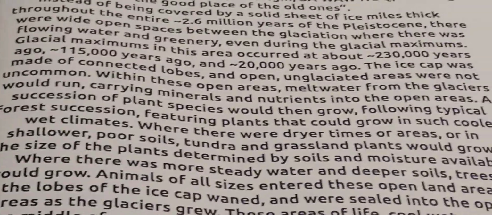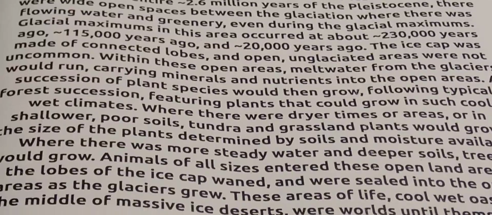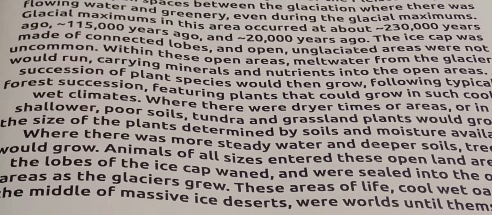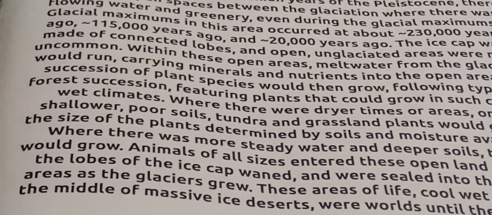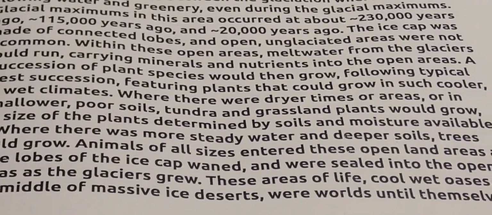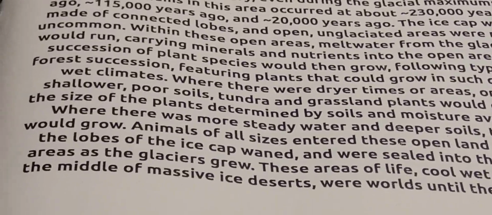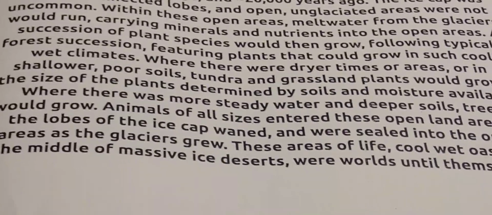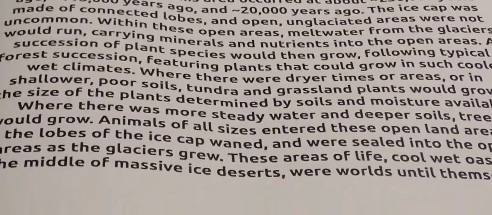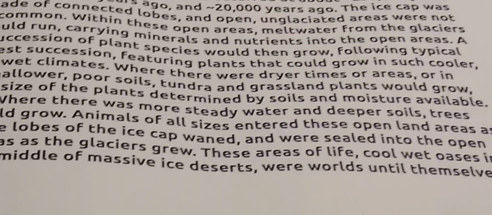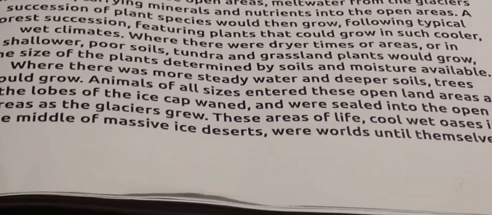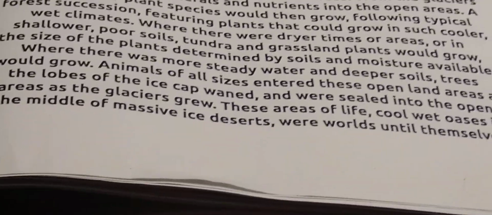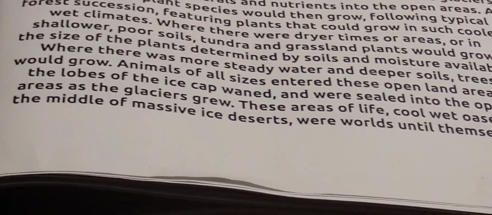Within these open areas, meltwater from the glaciers would run, carrying minerals and nutrients into the open areas. A succession of plant species would then grow, following typical forest succession featuring plants which would grow into such cooler, wet climates. Where there are drier times or areas, or in shallower, poor soils, tundra and grassland plants would grow. The size of the plants was determined by soils and moisture available. Where there was more steady water and deeper soils, trees would grow.